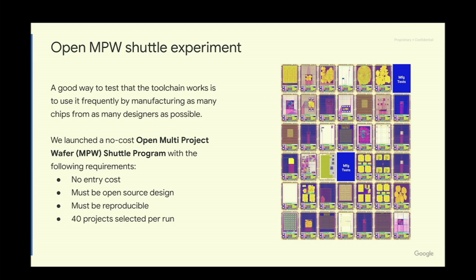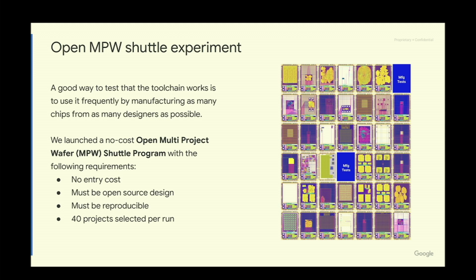Anybody who wanted to use the tools to create a design could submit their design to our program, and we would manufacture it for them for free. What this got for us was, instead of just a few dozen engineers creating designs, we had hundreds or thousands of engineers creating designs that we could then run through the system to test and find bugs and find corner cases that did not work the way we expected.